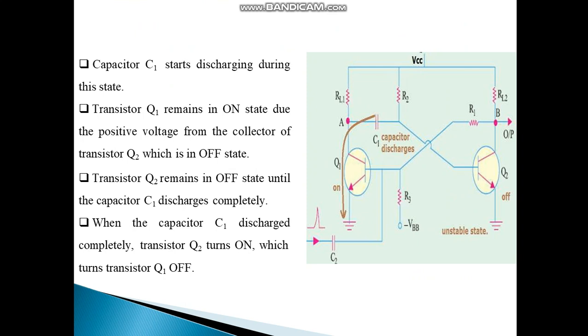Transistor Q1 remains in the on state due to the positive voltage from the collector of the transistor Q2, which is in the off state. The transistor Q2 remains in the off state until the capacitor C1 discharges completely. When the capacitor C1 discharges completely, transistor Q2 turns on, which turns transistor Q1 off.